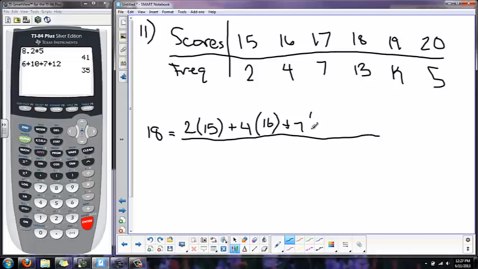Hopefully you understand why we have to do this, because if I wanted to list out all of the scores that I have, it's really 15, 15, 16, 16, 16, 16. So instead of listing out all of those and adding them all up, I'm just simplifying it and making it a multiplication problem instead. So I have 7 17s, I have 13 18s, I have K 19s, and 5 20s.